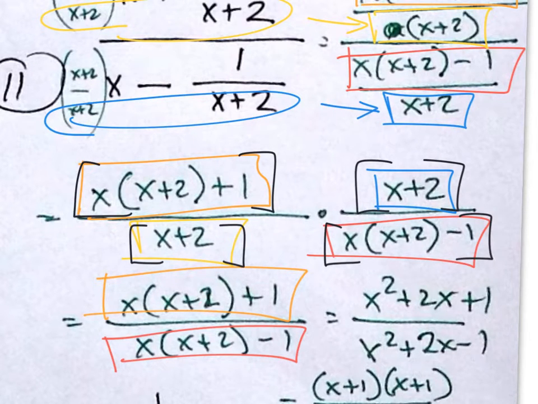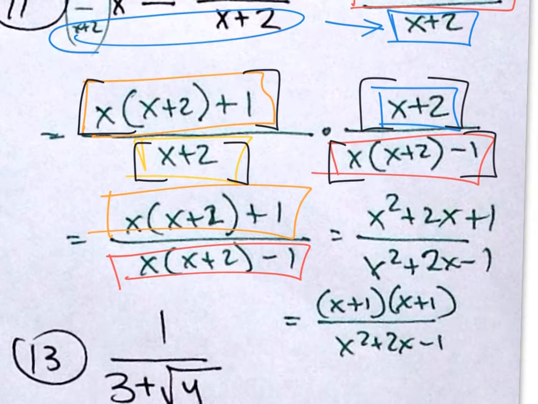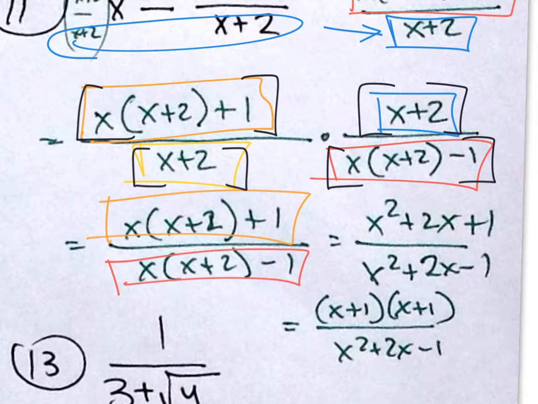We're going to distribute and then see if we can simplify. So we get x squared plus 2x plus 1, and we get x squared plus 2x minus 1, and I think one of those is factorable but not the other. Yeah, so this is factorable, so we'll go ahead and factor, and it'd be cool if this were factorable and there were more canceling, but sometimes that's all you get. So, whew, there you go.